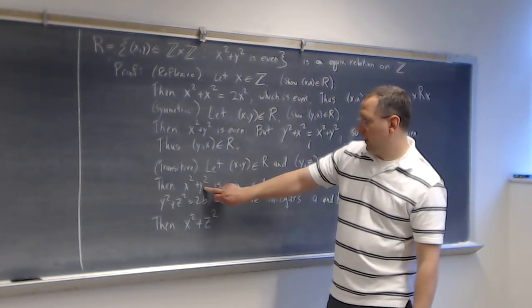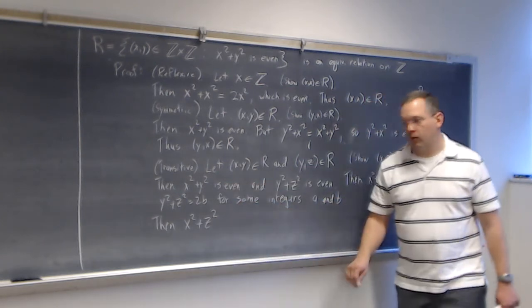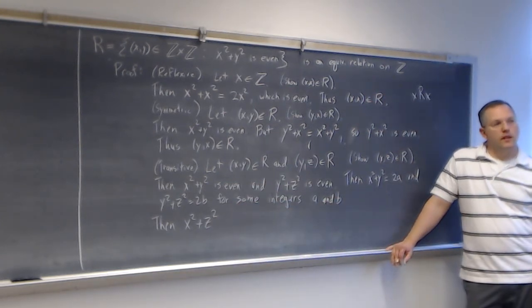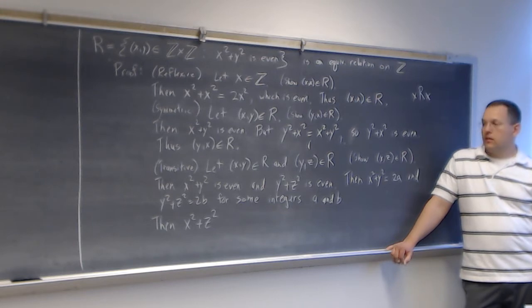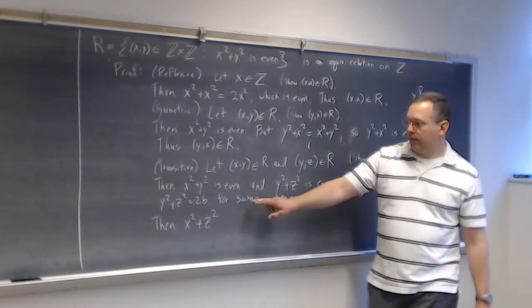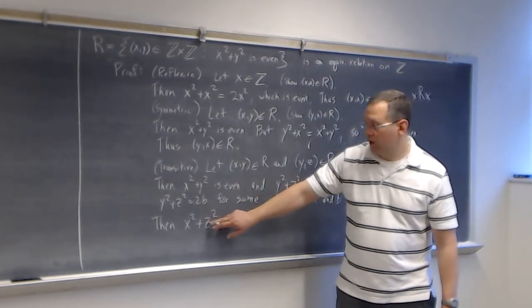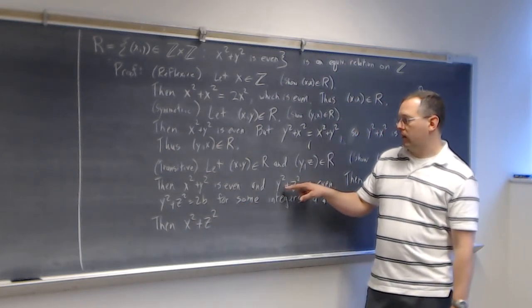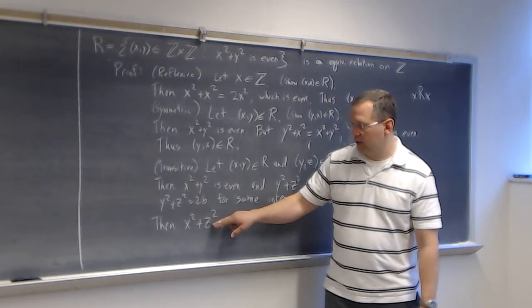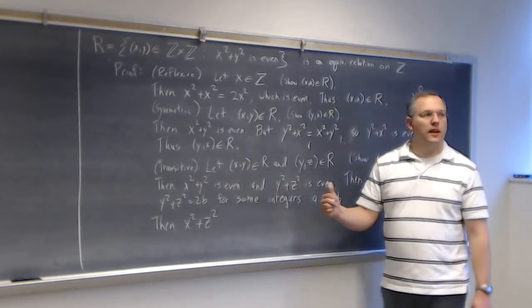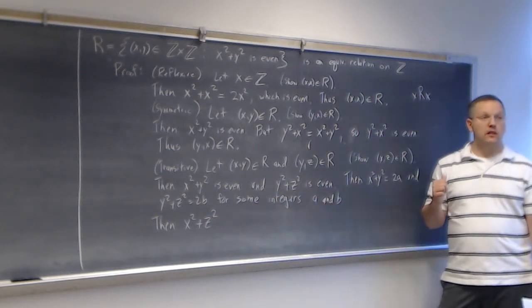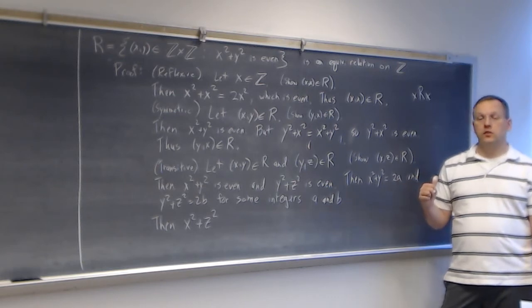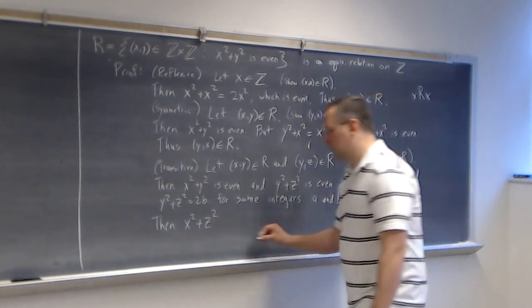Well, we have x squared plus y squared is even. So if I add a y squared, then I'll know that's even. If I add another y squared, I'll get z squared plus y squared is even. But to counteract, I better subtract two y squares, and that's an even quantity as well. So that's the trick here.